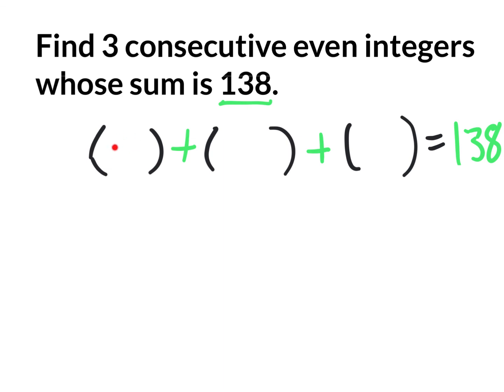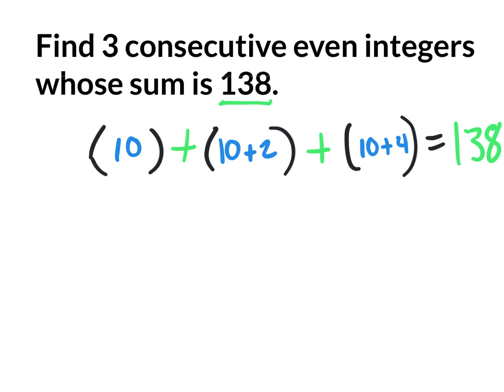Let's actually just write down any even number. Give me any even number. Anybody? 10. So what would the next even number be after 10? The next even number would be 12, right? Which would be 10 plus 2. And the next even number after 12 would be 14, which is 10 plus 4. Does that make sense?